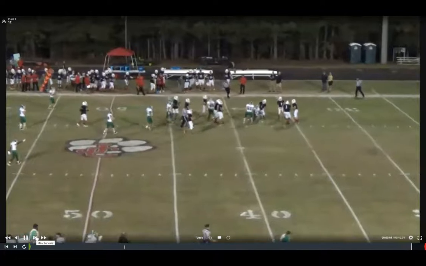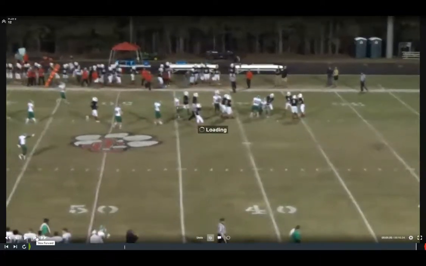And that player was not down. I think we got a good forward progress spot there by the head linesman. We're on top of that play, so that's a good job.